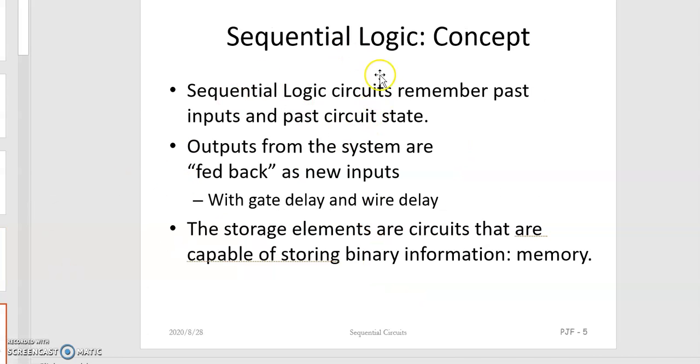What is the concept behind the sequential logic? The sequential logic circuits remember the past inputs as well as the past circuit state. State refers to the output. Outputs from the system are fed back as the new inputs. The storage elements are the circuits that are capable of storing binary information, and these storage elements we can refer to as memory.